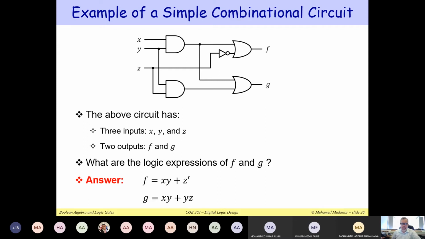Now notice that the first AND gate on top, whose output is x and y, is used by the function f and used by the function g. So you can see that the term xy appears in both f and g. Here we have two outputs, f and g, and each one can be expressed by a logic expression. If the combinational circuit diagram is given to you and you can see the gates, you can easily write the expression for these outputs, f and g.